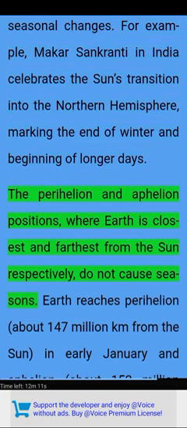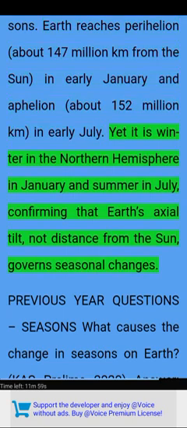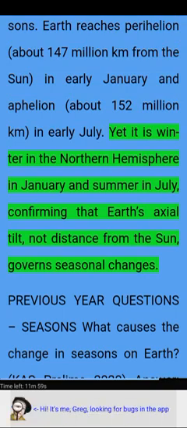beginning of longer days. The perihelion and aphelion positions, where Earth is closest and farthest from the sun respectively, do not cause seasons. Earth reaches perihelion about 147 million kilometers from the sun in early January and aphelion about 152 million kilometers in early July. Yet it is winter in the northern hemisphere in January and summer in July, confirming that Earth's axial tilt, not distance from the sun, governs seasonal changes.